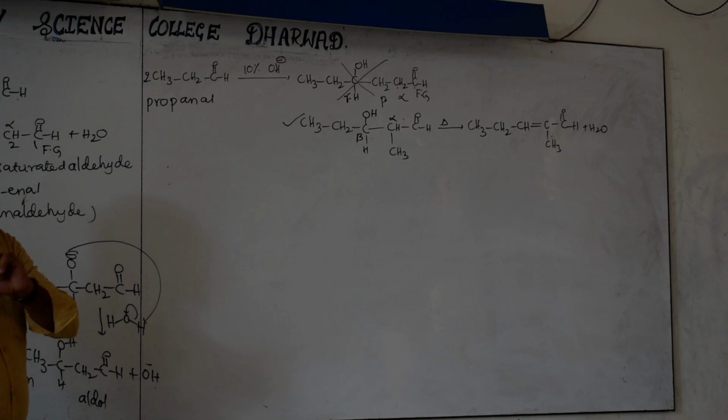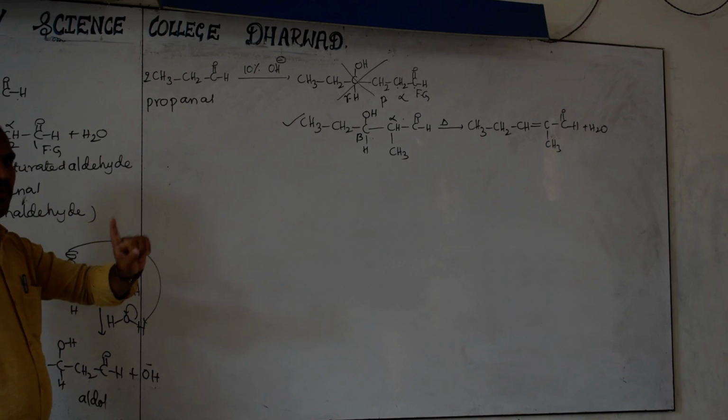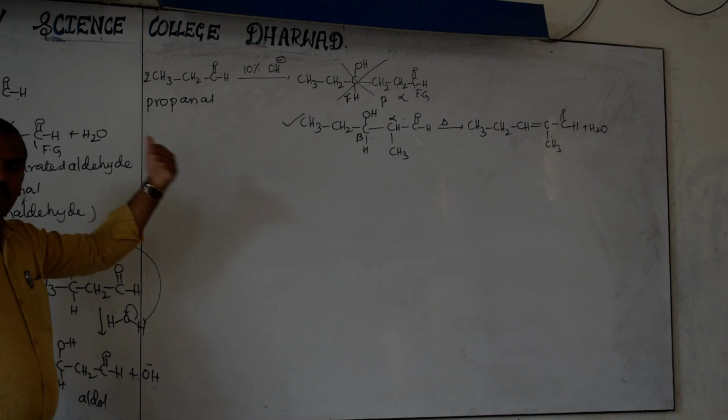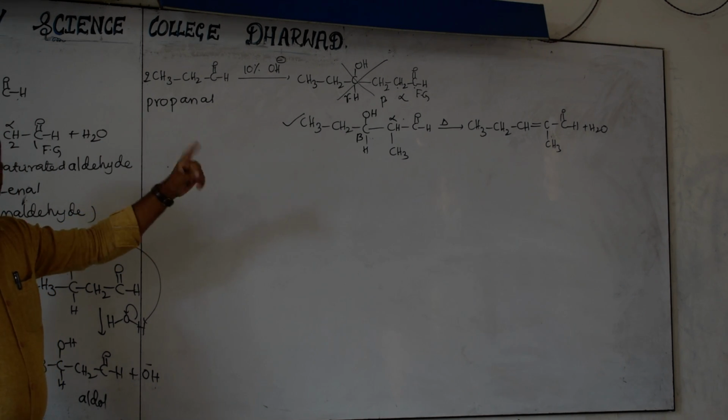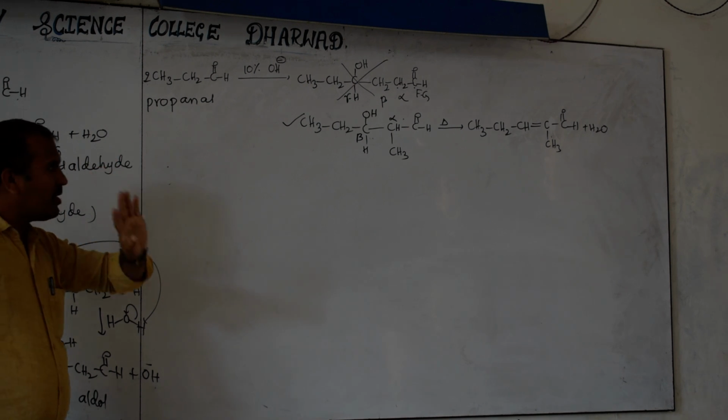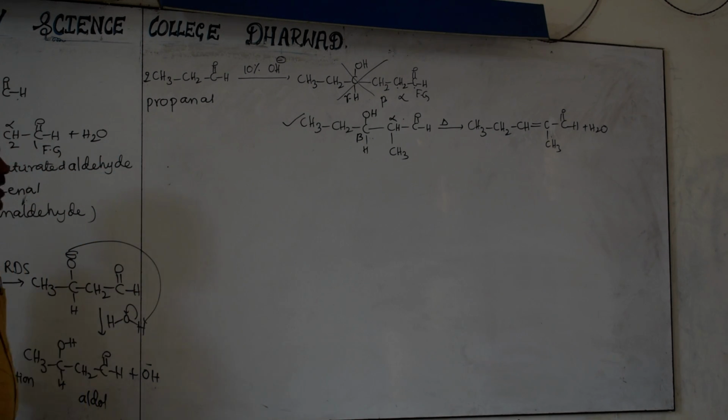Compulsory, which is required, alpha hydrogen only participates, not beta, not gamma. What is the product formed? Beta hydroxy product forms, not gamma, not alpha. So if you know clearly, then you will easily get the product.